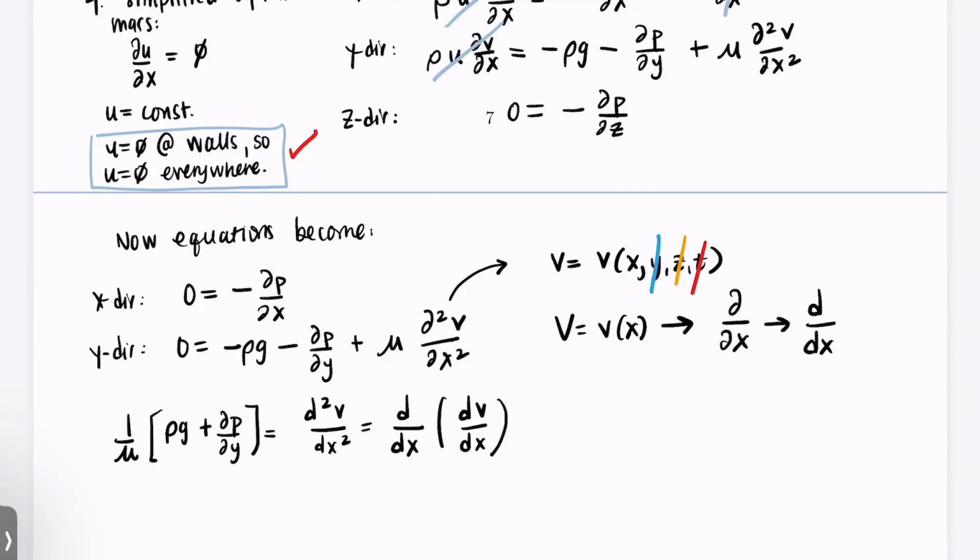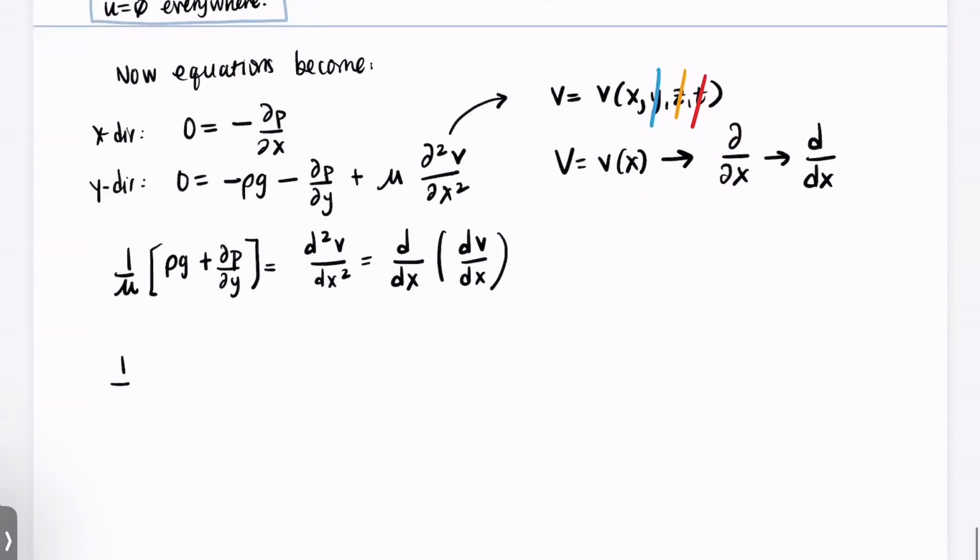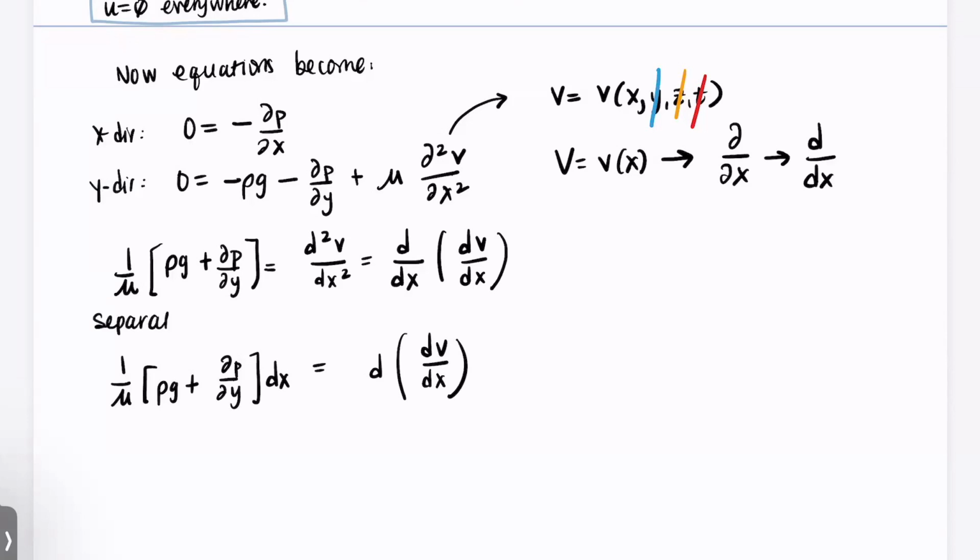Okay, so let's separate our variables. Our left-hand side doesn't depend on x at all, so it's just a constant hanging out there. So I'm going to move my outside dx over to the left-hand side. So I have 1 over mu times rho g plus partial p partial y, dx, is equal to d dv dx. So we're just separating variables and integrating.